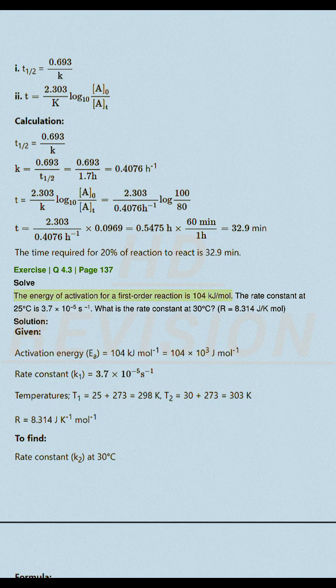Exercise Q 4.3, page 137. Solve. The energy of activation for a first-order reaction is 104 kJ per mole. The rate constant at 25 degrees Celsius is 3.7 times 10 to the power minus 5 s-1. What is the rate constant at 30 degrees Celsius? R equals 8.314 J/mol K. Solution.